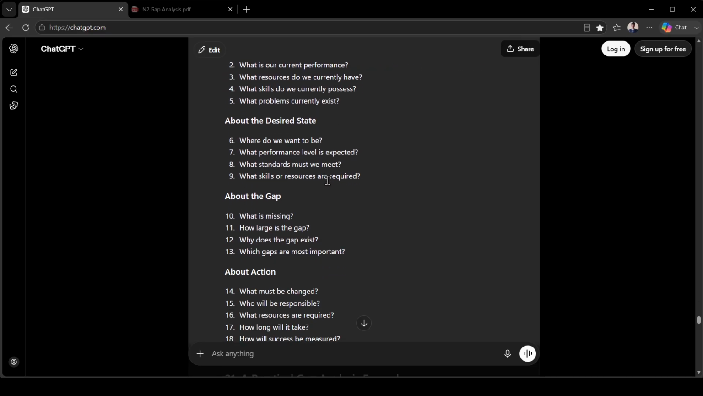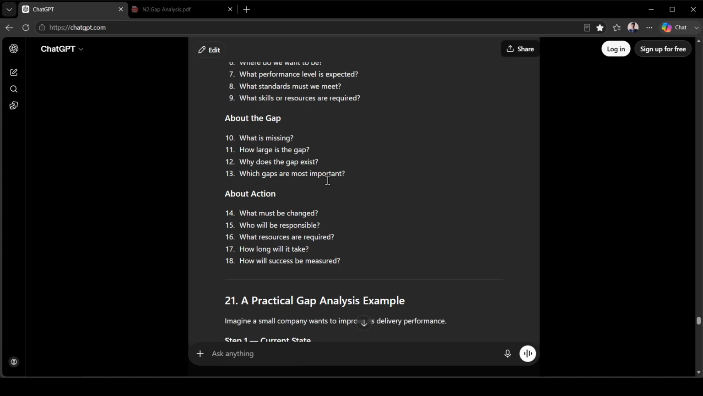About the gap: what is missing? How large is the gap? Why does the gap exist? Which gaps are most important? About the action plan: what must be changed? Who should be responsible? What resources are required? How long will it take? How will success be measured?